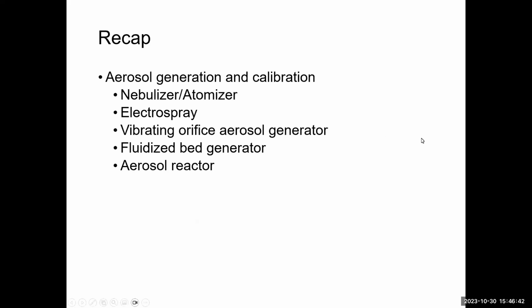Last class, we mainly talked about aerosol generation and calibration. We introduced different aerosol generators, including the nebulizer or atomizer, the electrospray, the vibrating orifice aerosol generator, the fluidized bed generator, and aerosol reactors that go through high temperature and then nucleation, coagulation, and condensation processes.